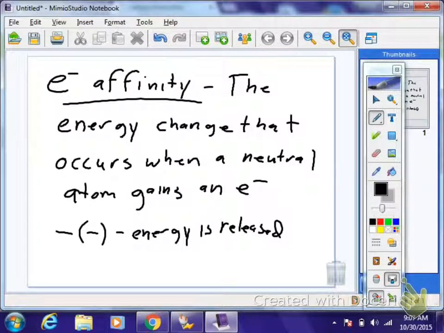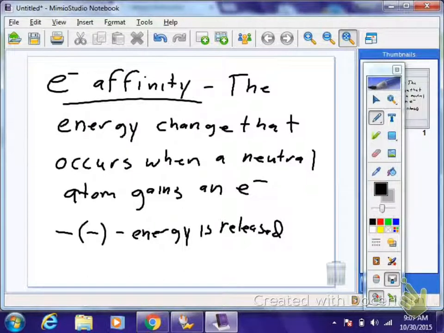All right, so we talked about this thing called ionization energy. And ionization energy is the opposite of this. Ionization energy is the energy needed to pull out an electron. This tells you the energy that an atom gives off when it accepts an electron.